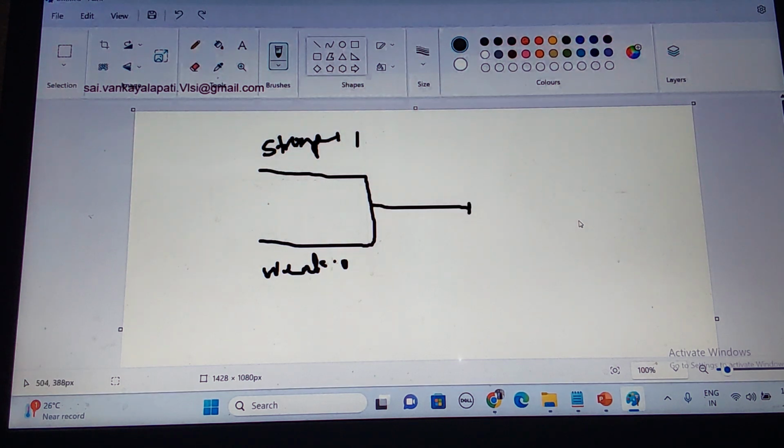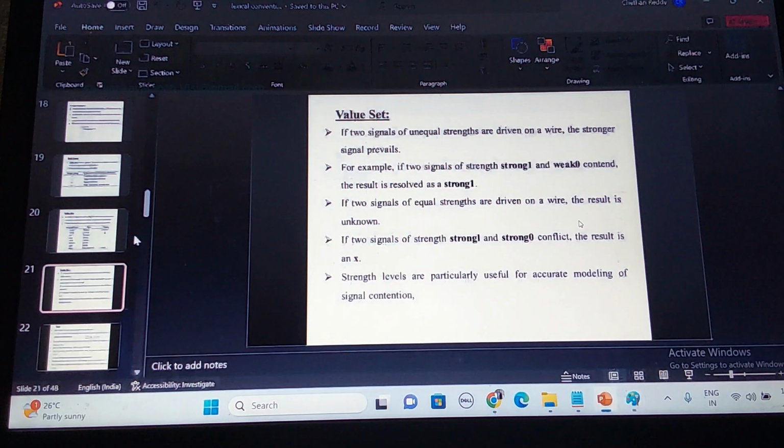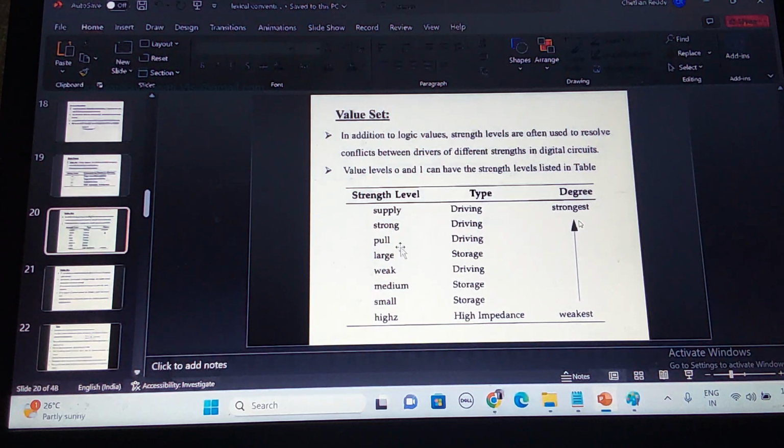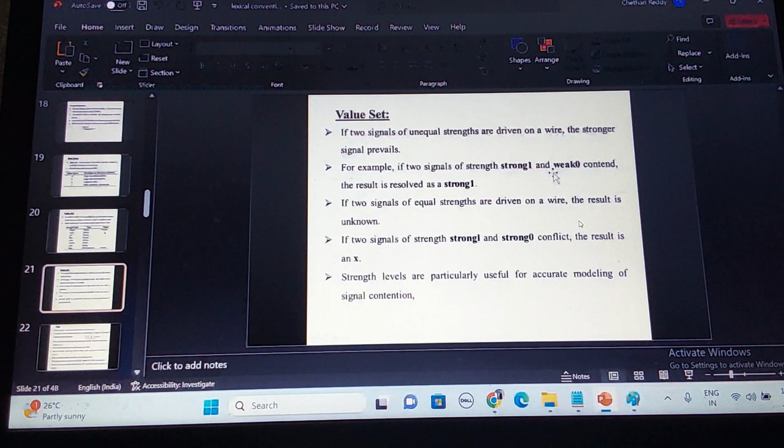One is strong 1. Another one is weak 0. So which one will have the strongest? Strong 1 or weak 0? Strong 1, right? If you look at this table, weak will have less degree and strong will have more degree. So if two signals of strength strong 1 and weak 0 collide, the result will be resolved as 1. Strong 1. How is it strong 1? Because strong has a higher degree of strength.